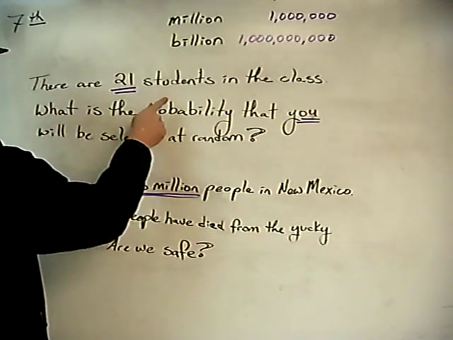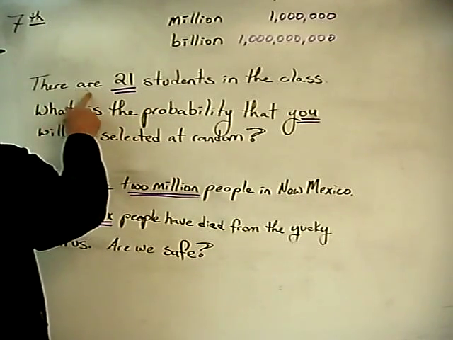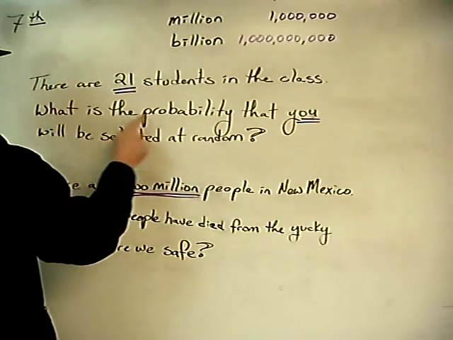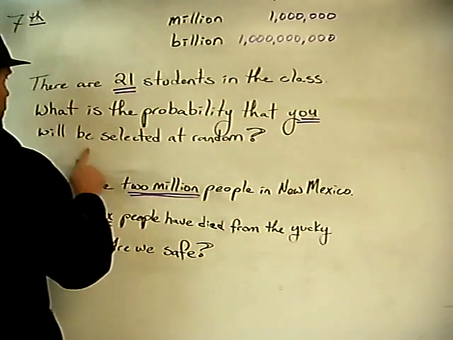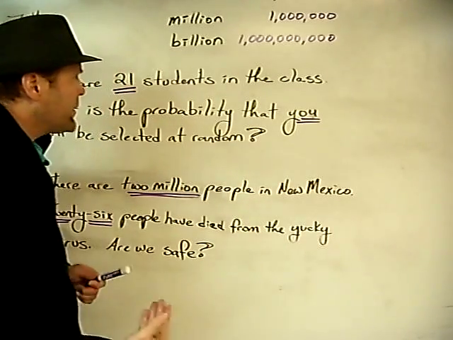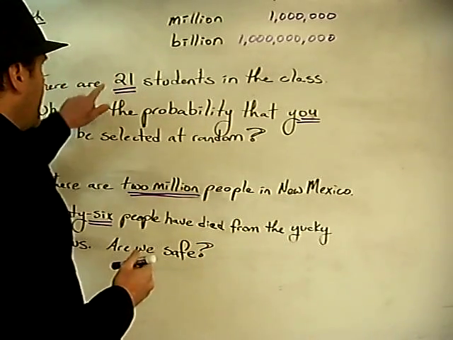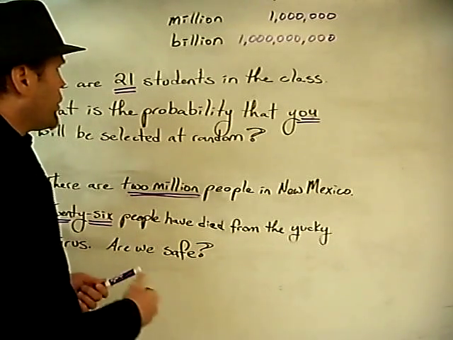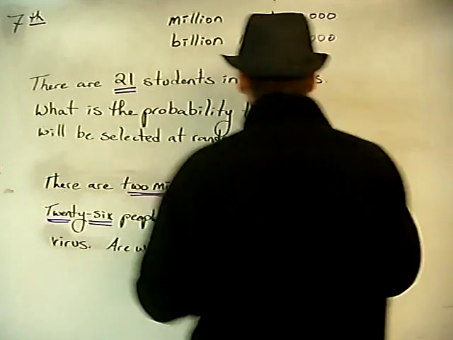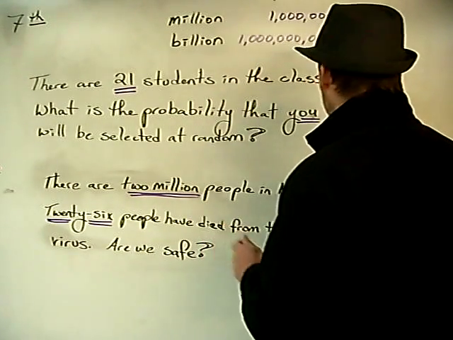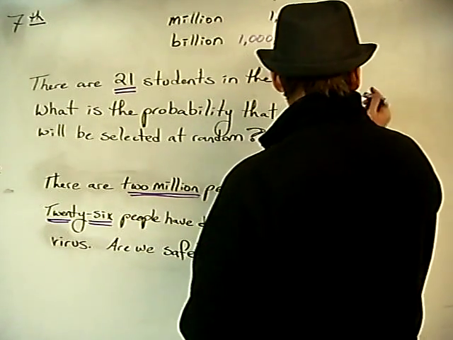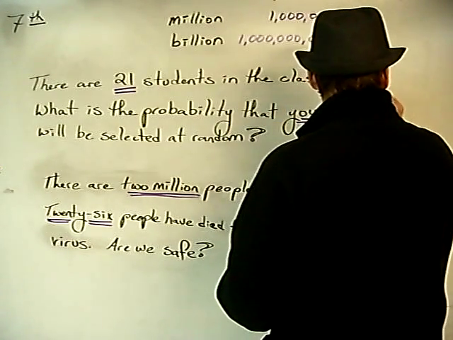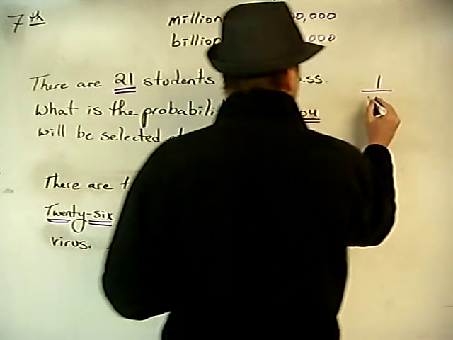Our first probability question here for 7th grade: there are 21 students in the class. What is the probability that you will be selected at random? You can pause the video for a second and work on this. I'm going to show you the answer right here. So hopefully your answer matches mine. You have how many of you? Just one. How many students in the class?